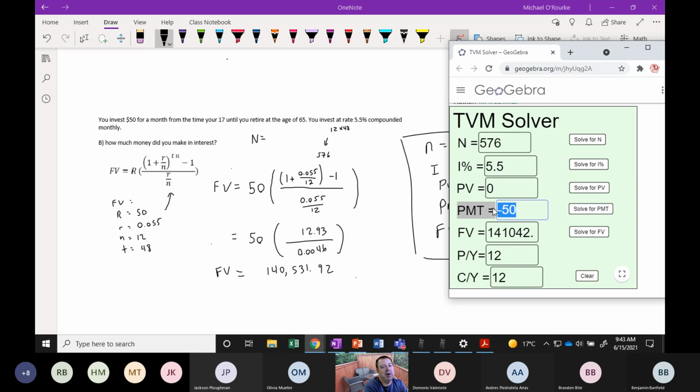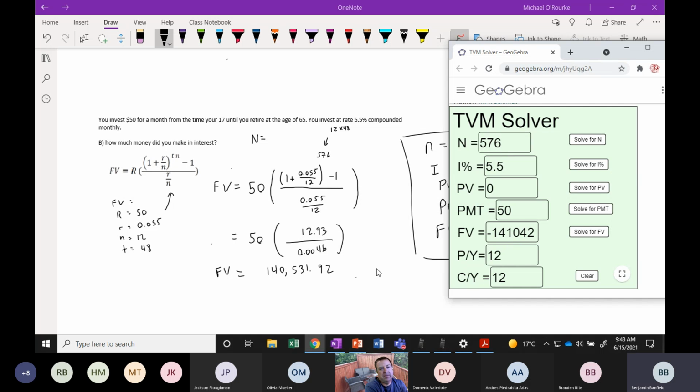Now, when you put this as positive, you think about the bank taking $50 a month from you. So they're getting money, but then at the end of the years, they have to give you 141,000 back, which is negative to them. Okay.